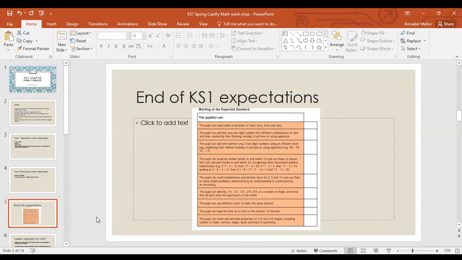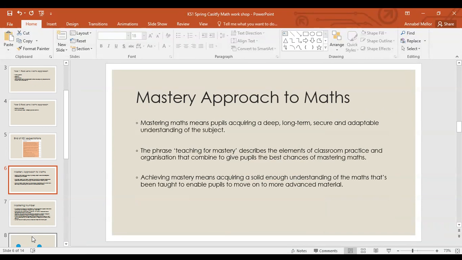Recall multiplication and division facts for 2s, 5s and 10s. Identify a quarter, a third, a half, 2 quarters and 3 quarters. Be able to use different coins making the same amount and be able to read the time on a clock to the nearest 15 minutes and identify and describe properties of 2D and 3D shapes.